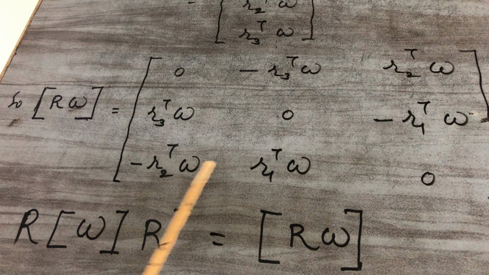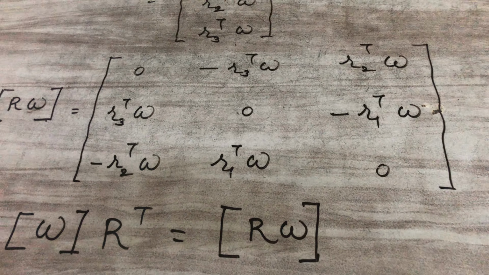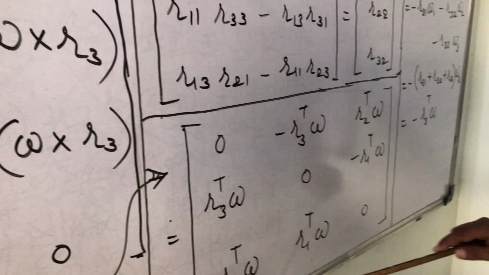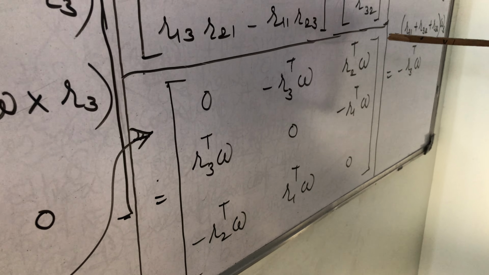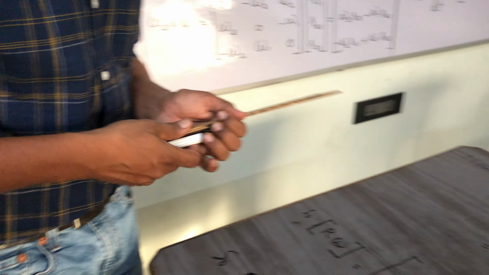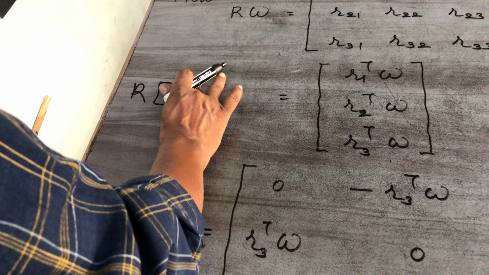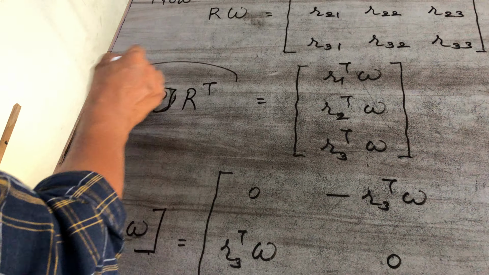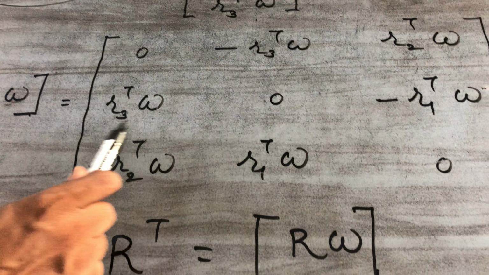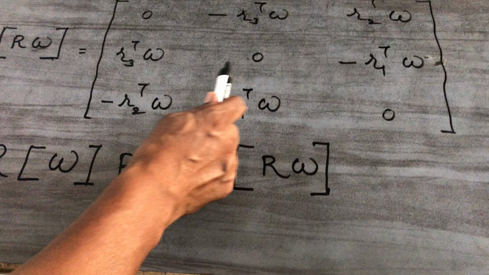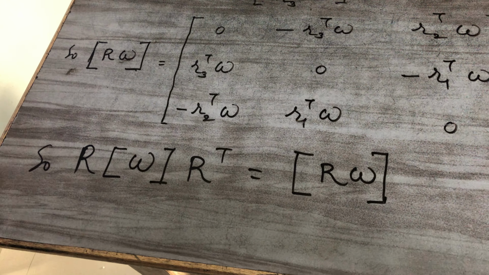So this result, this and this, stands for R omega. R omega into R transpose, we have obtained the same result. And here R omega is also a skew symmetric matrix. So we have proved R times skew symmetric omega times R transpose equals R omega skew symmetric. We will use this result often and often in modern robotics.